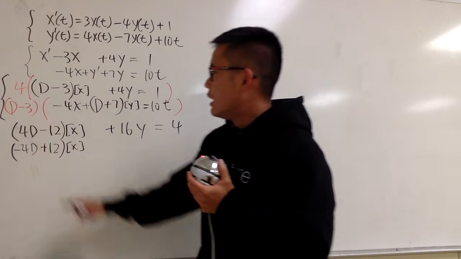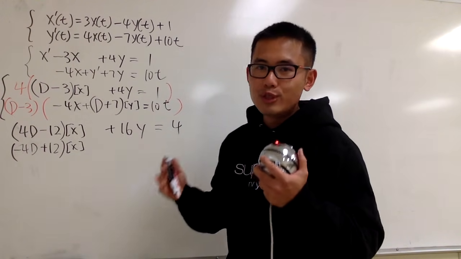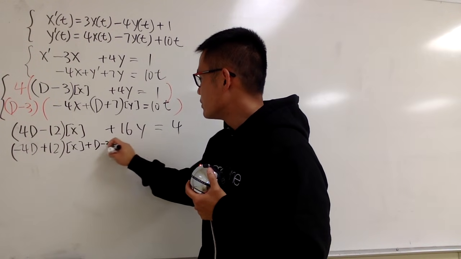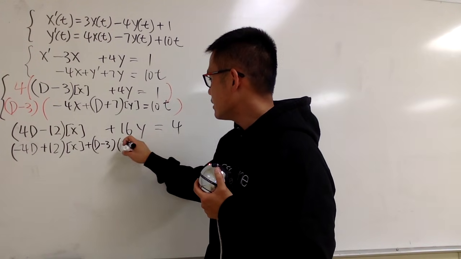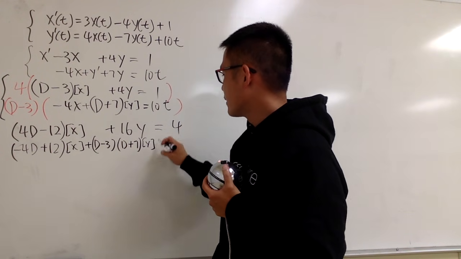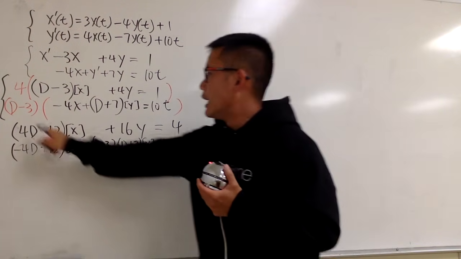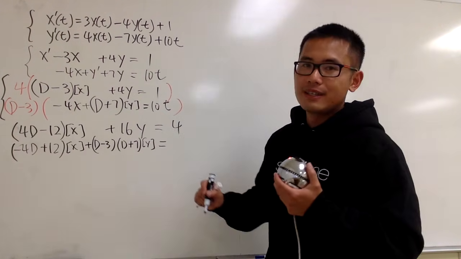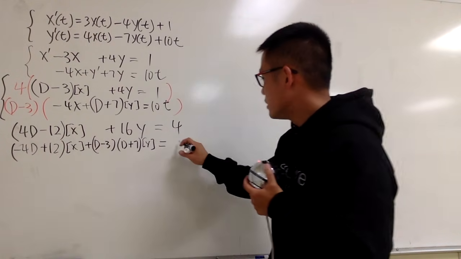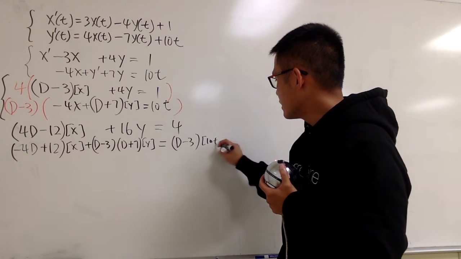And next, I will have to do d minus 3 times d plus 7. But let me just write it down as it is: plus d minus 3 times d plus 7. And then we still have the y right here. And lastly, this is equal to, I will put down this and that. This operator, you should put down first though: d minus 3. And then we have the 10t at the end.